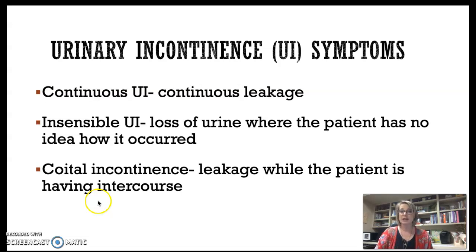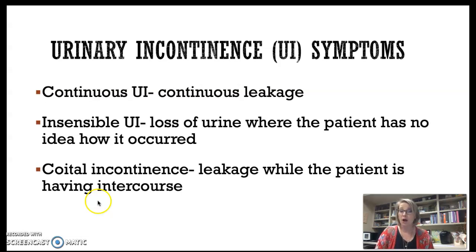Oftentimes the continuous incontinence really needs more of a medical evaluation because we need to figure out what's causing that continuous leakage. Is there a fistula, or an opening or a tear between two openings, let's say between the urethra and the vagina? Or is this because they're having retention of urine in their bladder, meaning that they're not emptying their bladder appropriately? And then what starts to happen is the bladder just starts to have a continuous leakage. So this requires more medical investigation in order to determine the cause of the continuous leakage.